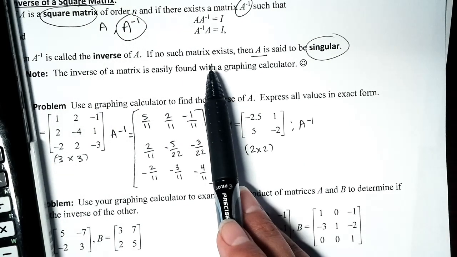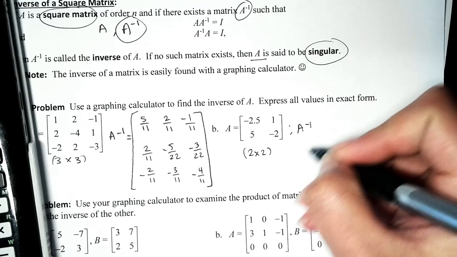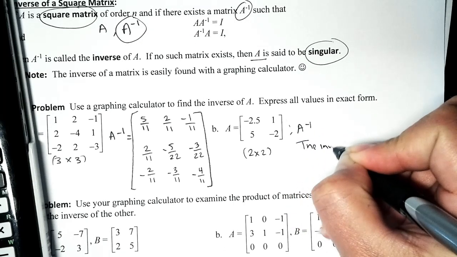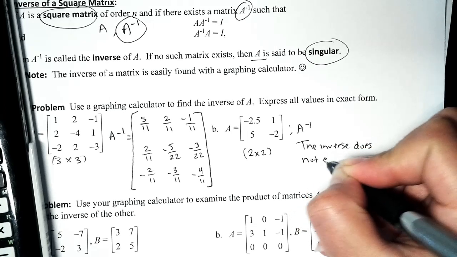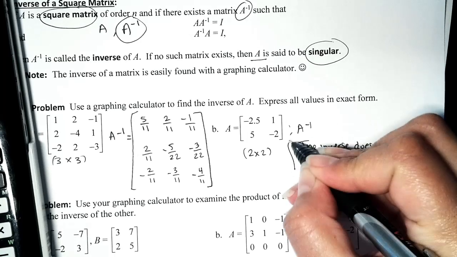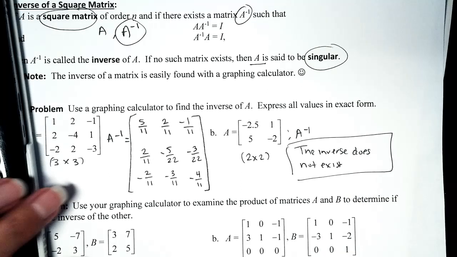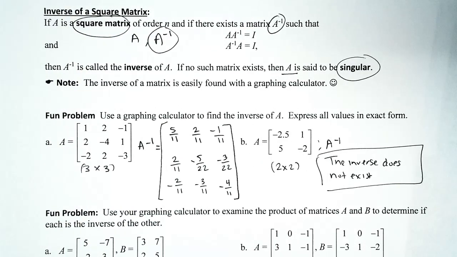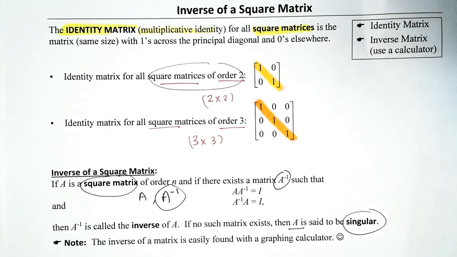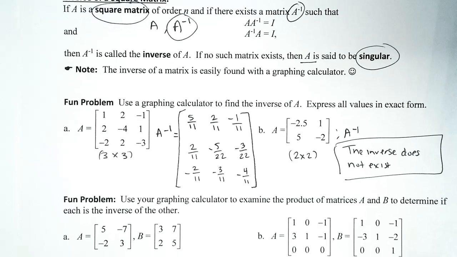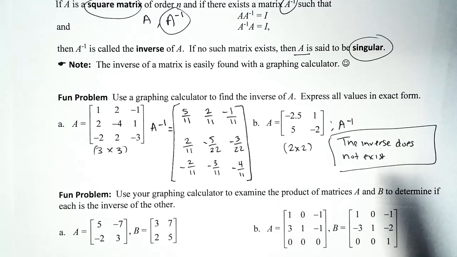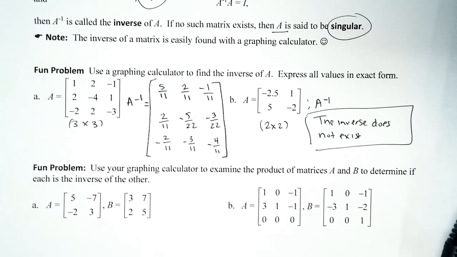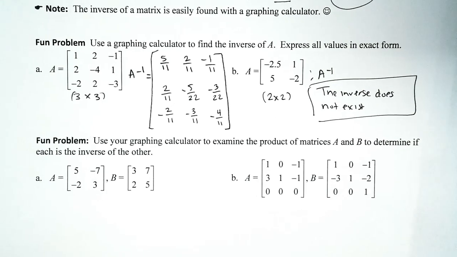the inverse doesn't exist. So the inverse, let me just write it out. The inverse does not exist. So in order for us to have a fighting chance to have an inverse, we need to make sure we are a square matrix, okay? But as you can see, the fact that we have a square matrix does not guarantee that the inverse exists. Sometimes it does, sometimes it doesn't. That's just life. Cool. So let's go ahead and wrap up this unit with these two fun problems.